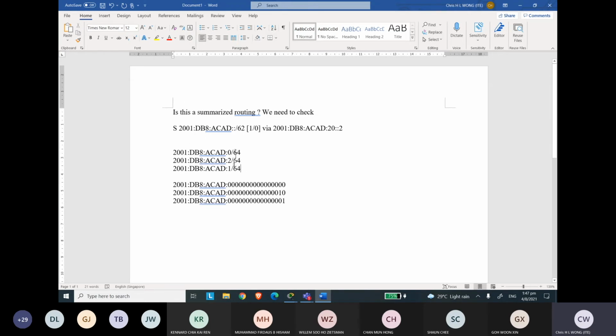Okay, so now your question is, these three represent these three. I type here just to show you that this is a 0, this is a 2, this is a 2, this is a 2, and this is a 1. Okay, right? The last hextet, the fourth hextet of the IPv6 address.